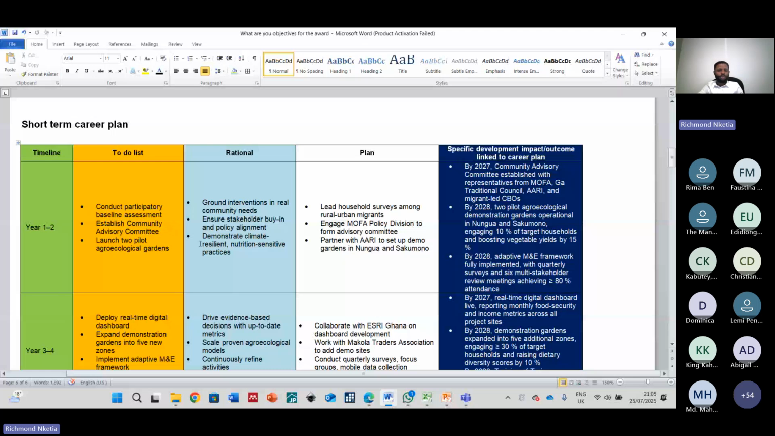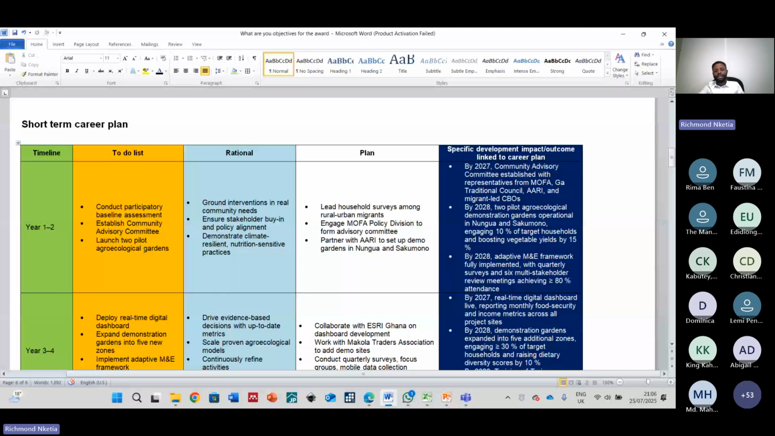Yes, I also want to ensure stakeholder buy-in. So people must embrace the idea I'm bringing on board. I need to engage all those who matter in this conversation and this intervention. That is why I need to establish a community advisory committee. I also want to demonstrate climate-resilient, nutrition-sensitive practices. That's why I'm going to do 2 pilot agroecological gardens there.